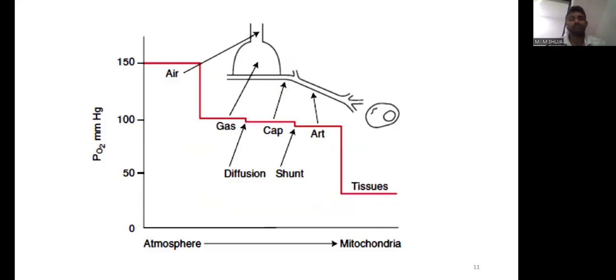So this is the oxygen cascade. In the air, oxygen pressure is 150, and in the alveoli, it is around 100. When diffusion occurs, not all the gases get diffused, so there is a slight reduction in the partial pressure of oxygen in the capillary. And again, shunted blood comes and joins, so in the arteries it is further reduced a little. That is a kind of step down. And in the tissue, it is further low because of oxygen utilization. That is what we call the oxygen cascade.